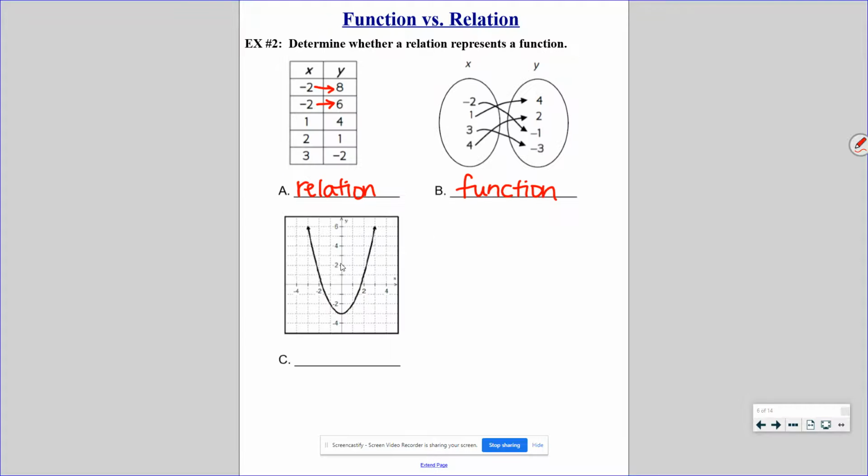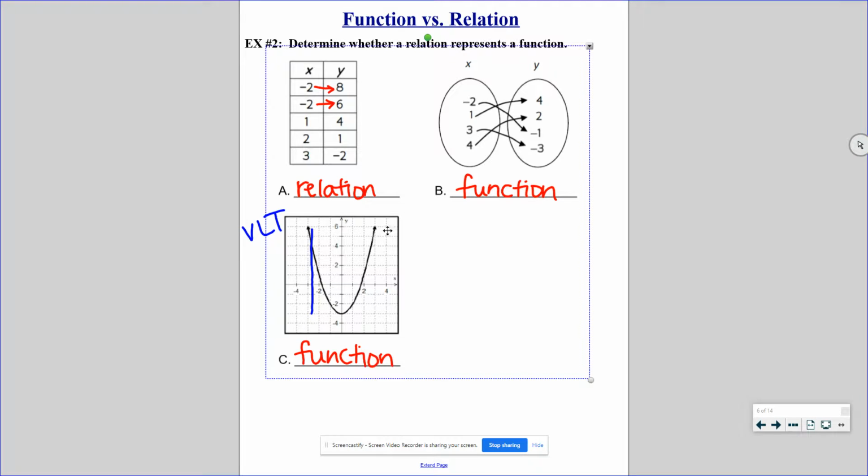Does anybody remember how to tell if a graph is a relation or a function? There's this thing called, I'm sure you remember this, the vertical line test, where you draw a vertical line and you're checking to see if that vertical line crosses your graph more than once. If you drag this along, it appears that it's only crossing the graph at one point at a time. So that would be considered a function.